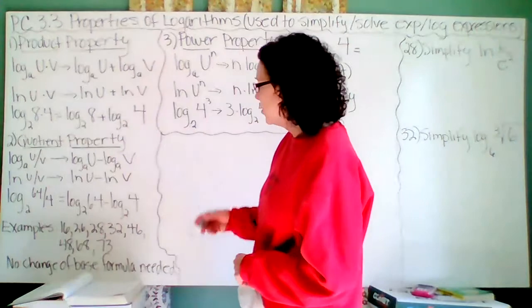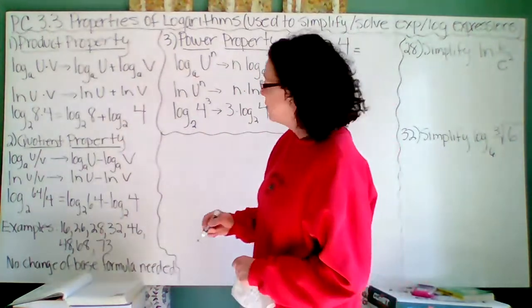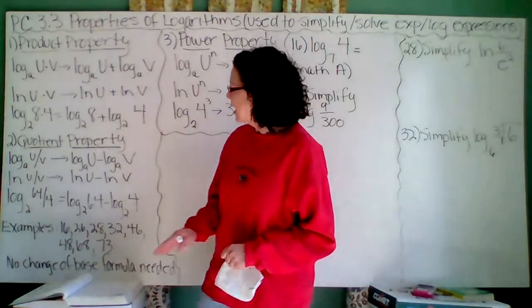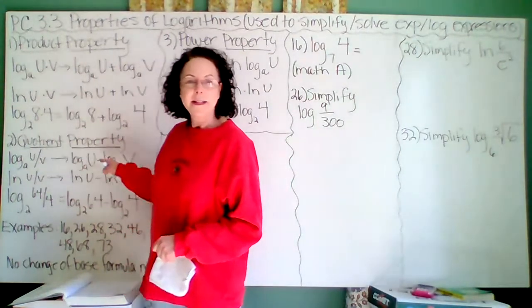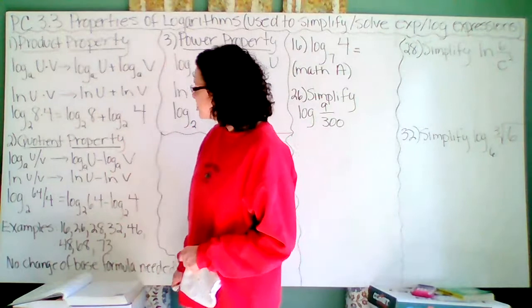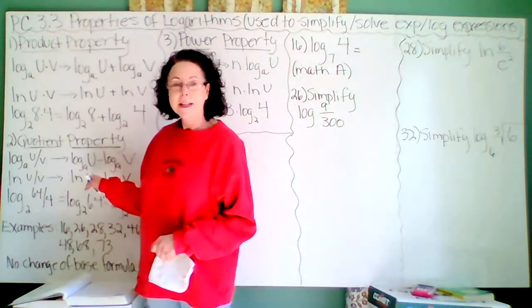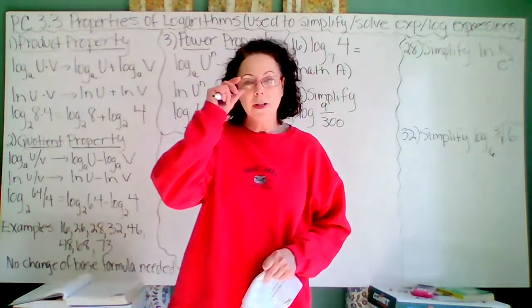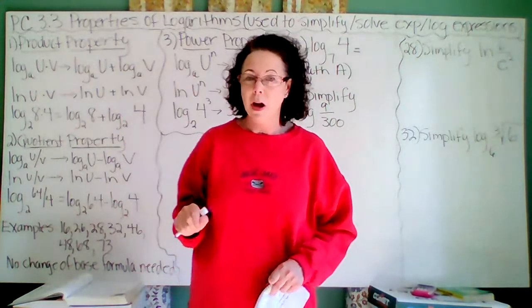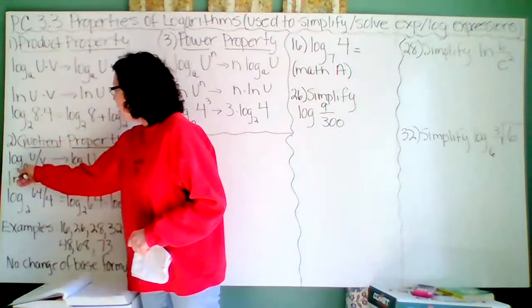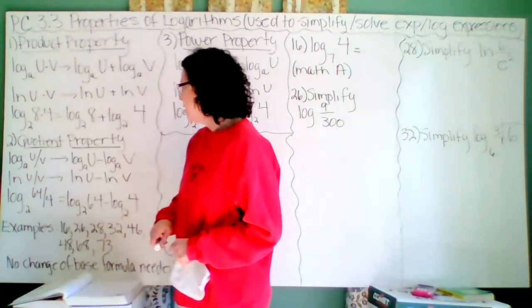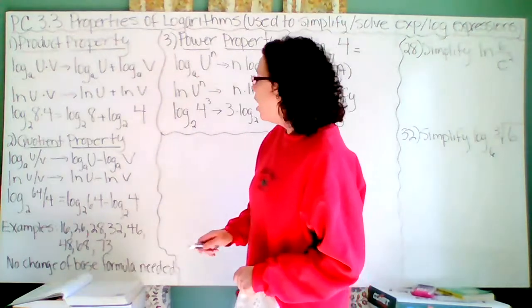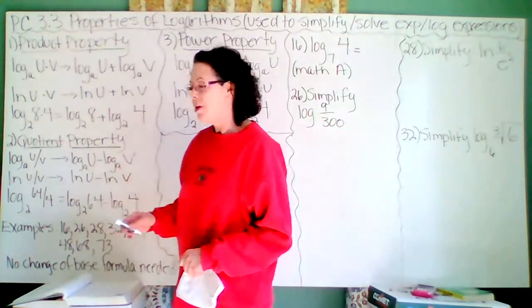The quotient property then makes sense: when you have a division in the solution, you subtract the two logs. Again, condensed, expanded. Sometimes when we have expanded, we like to go to condensed because it might be easier to solve the problem with just one logarithm. So we have log base a of u divided by v is log base a of u minus log base a of v. Of course, this is true for the natural log.